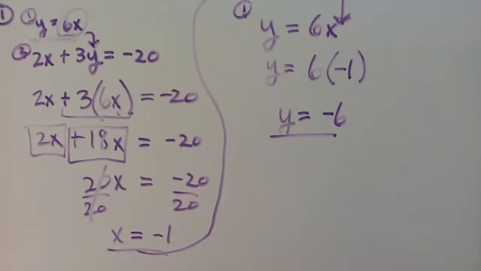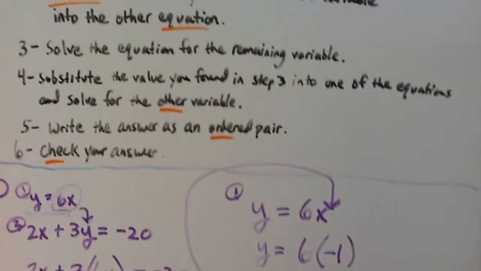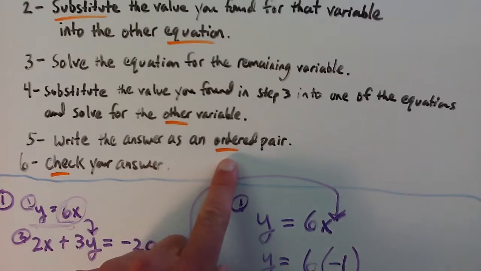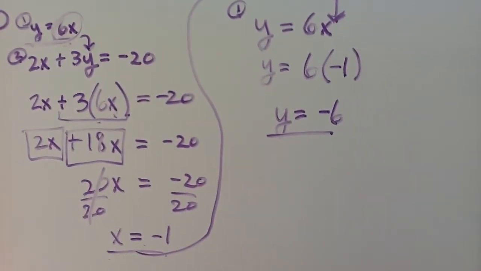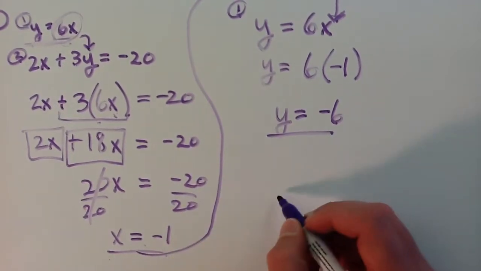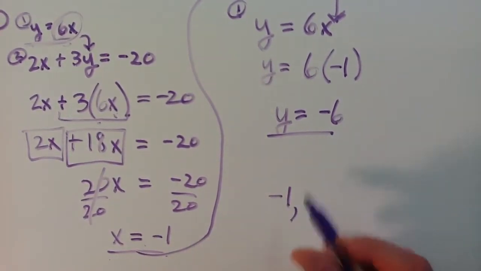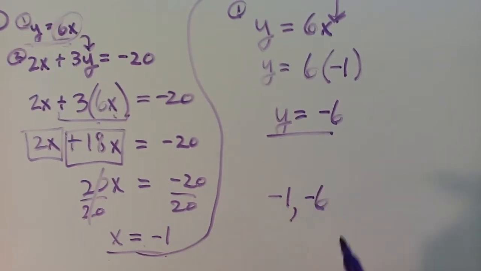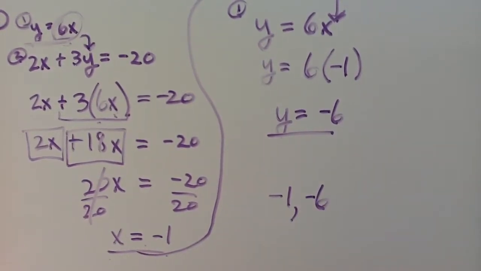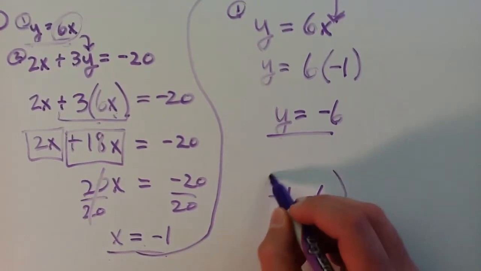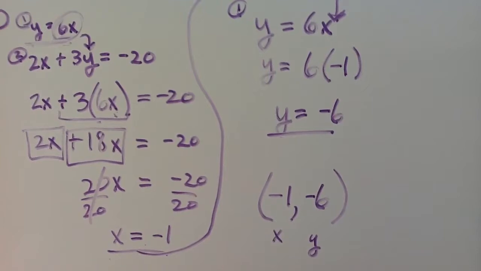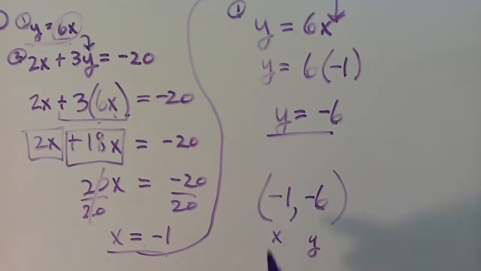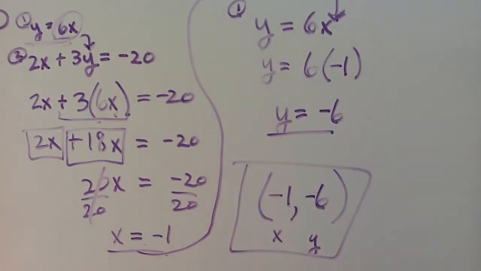So we have our x value, negative 1, our y value, negative 6. If you look at step 5 on your outline, write the answer as an ordered pair. An ordered pair is some x, y ordered pair. So we write the x value first, negative 1, then we put a comma, then the y value, negative 6. And ordered pairs are always put in parentheses. This of course is the x value, this is the y value, x before y, just like the alphabet. And so this right here is our solution, (-1, -6).